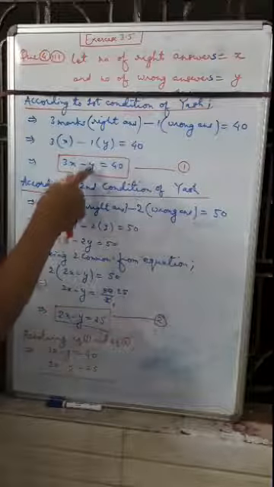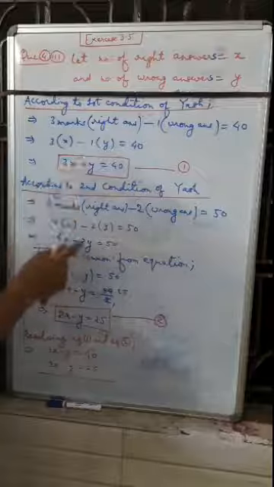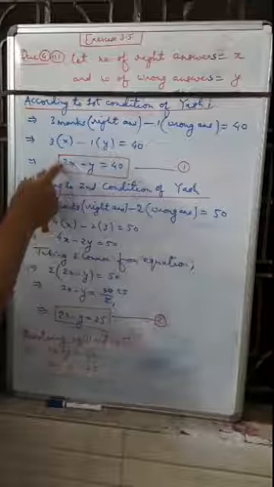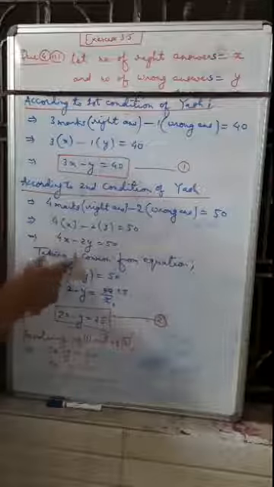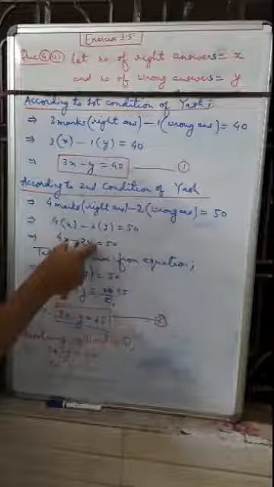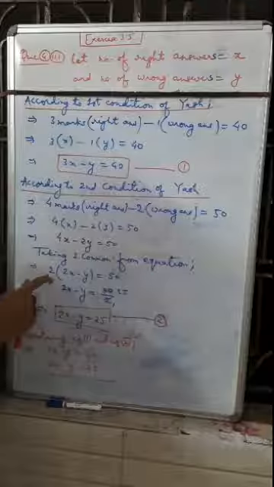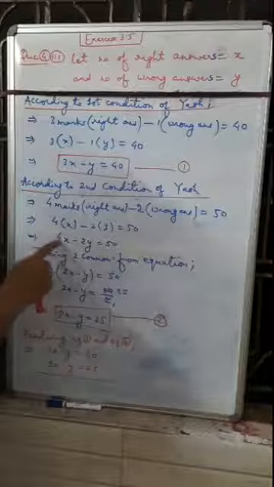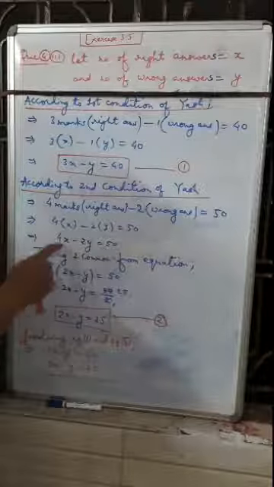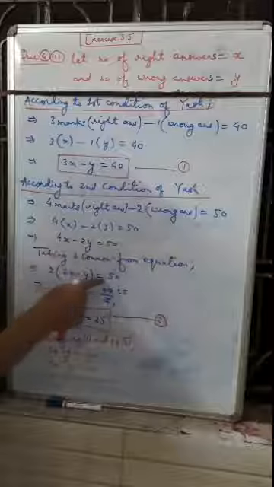The coefficient of y is 1 here, the coefficient of y is 2 here, and the coefficient of x is 3 here and 4 there. So we can take a common factor to make the coefficient of y the same in this equation and this equation. So we take 2 common from this equation, so it will become 2x minus y is equal to 50.